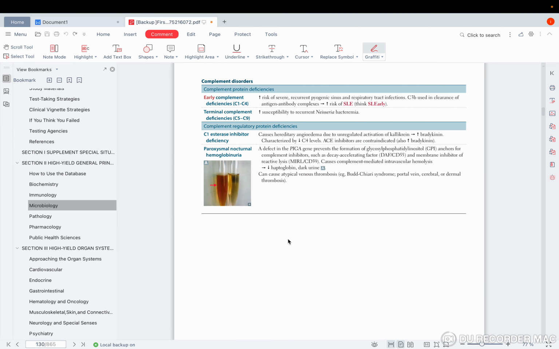Good. So if we speak about C3 deficiency. C3 deficiency leads to a predisposition to which type of infection?